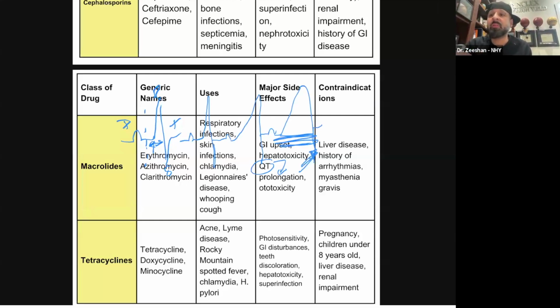This is metabolized by the liver. So, I have a history of SVT, supraventricular tachycardia. I've had it a couple of times. Oh, okay, we are not giving you a macrolide. So again, very important to understand and identify these drugs. And then we'll get into some practice questions here shortly.